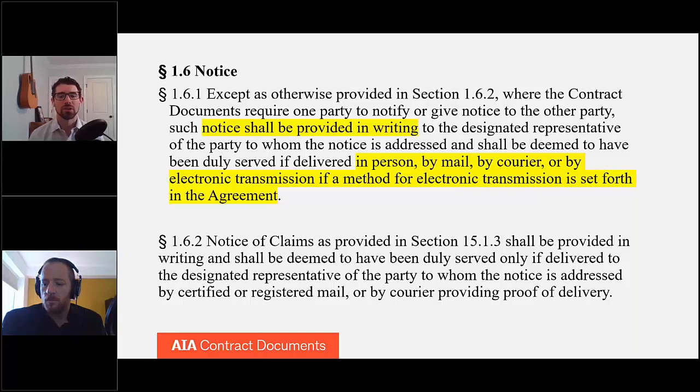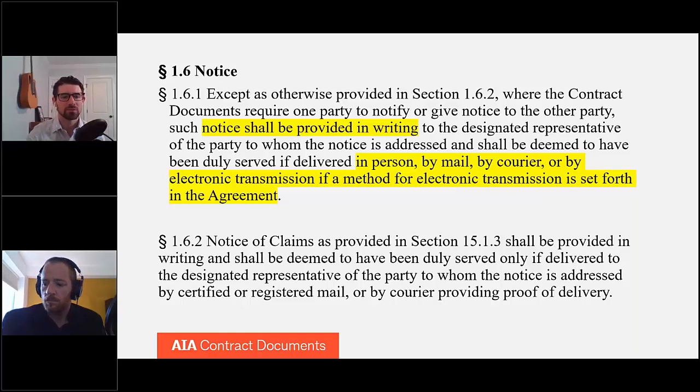I should also note here that, as with pretty much every clause in the A201, the parties are free to modify this provision or their BIM protocols if they want to allow for other types of delivery, particularly for regular notice and then again for notice of claims, as we'll talk about next.